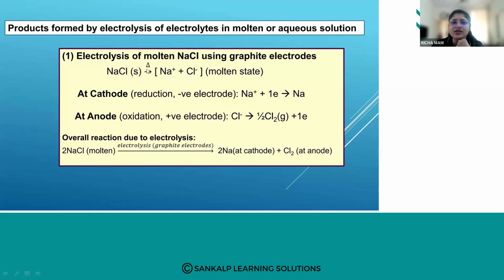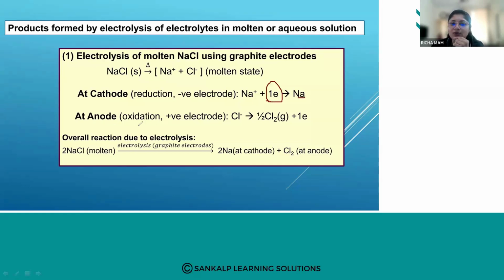Now what happens? Sodium chloride is there in the beaker and two electrodes are dipped. When you put the external source, what will happen? Reaction takes place. At the cathode, reduction happens, that is, at the negative electrode. Reduction is nothing but gain of electrons. So you can see by the reaction, one electron is gained and you get Na.